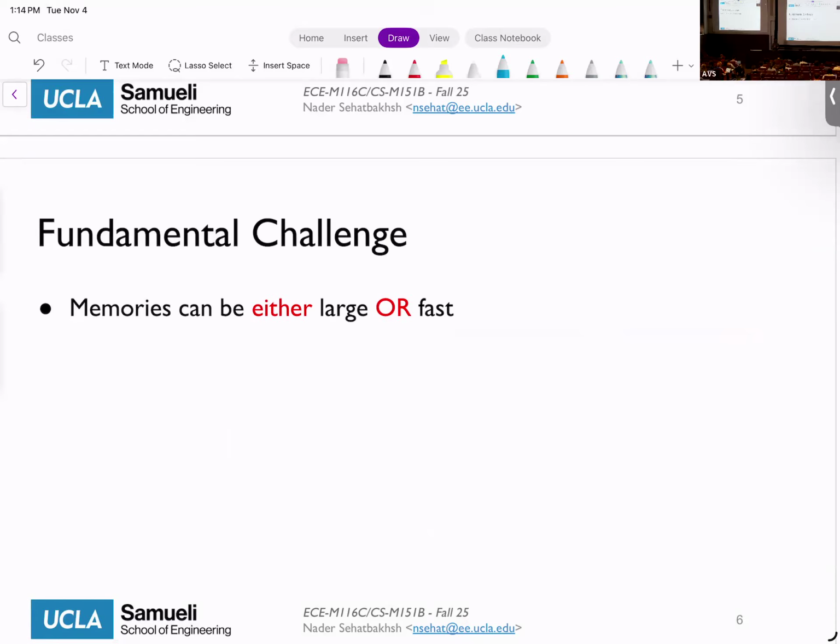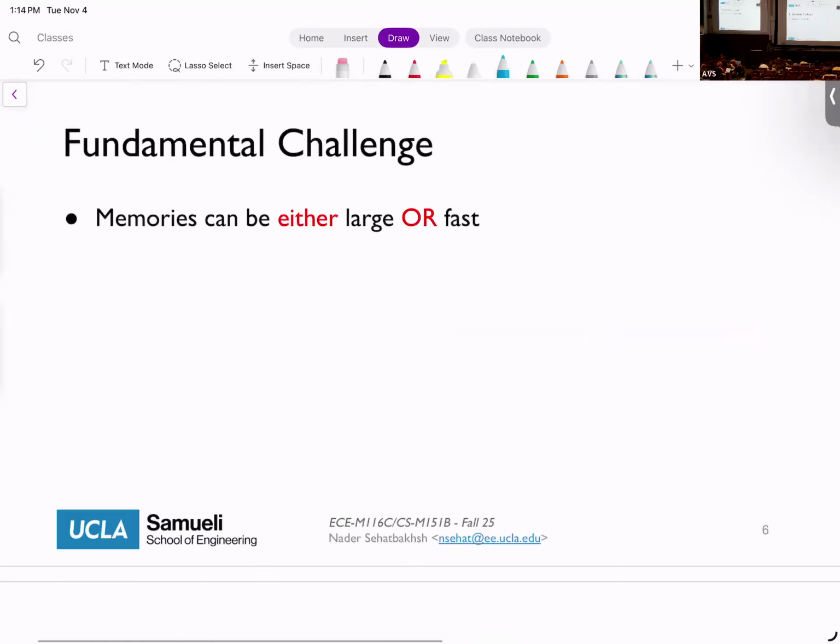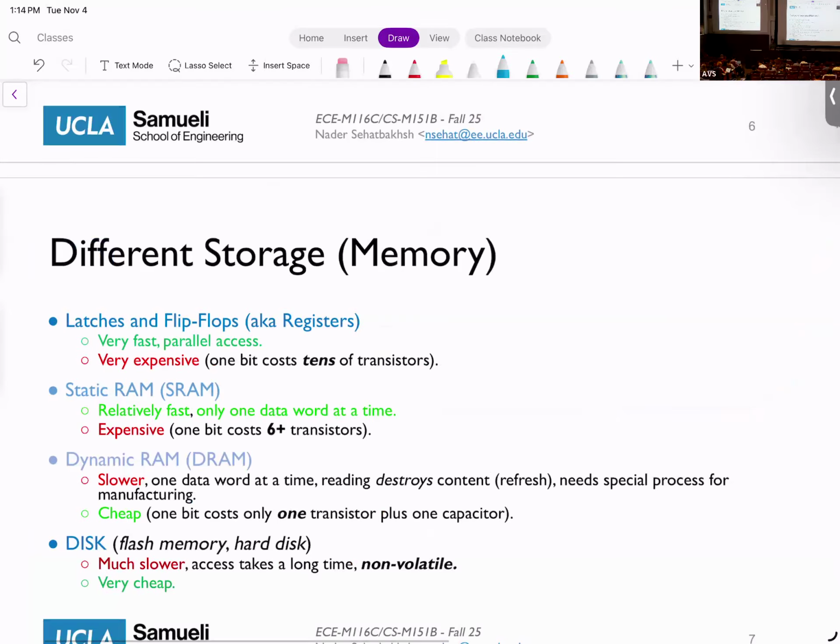And the reason that memories cannot get really fast is there is a fundamental challenge in memory design. Unfortunately, memories can either be fast or be large. You cannot have a memory that is both large and fast. And the reason for it is just the technology that is used. You have seen this slide before. The fastest memory that we have are the flip-flops or registers.